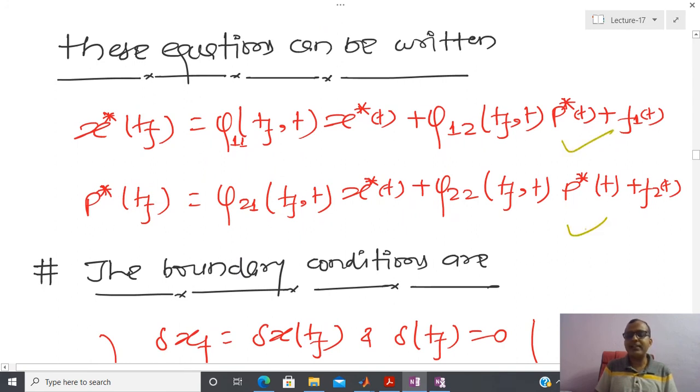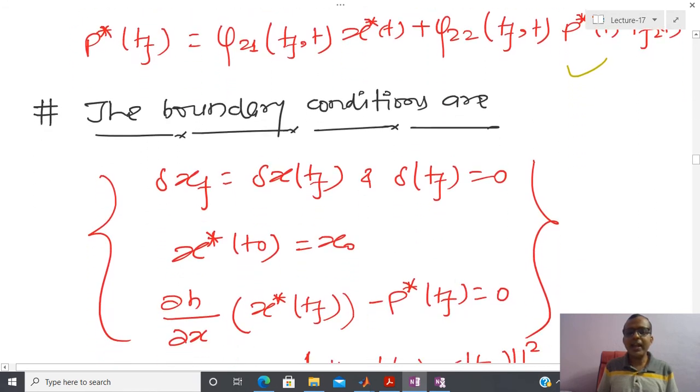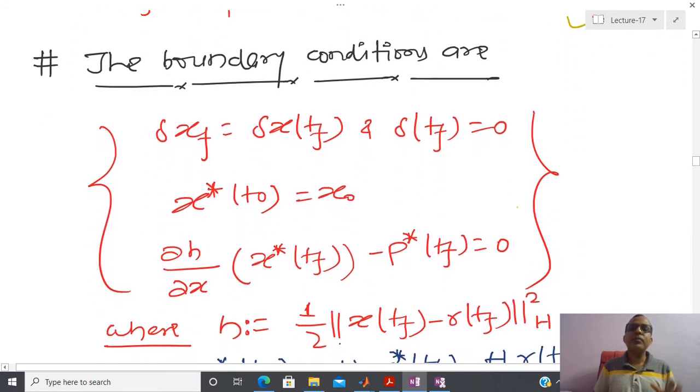I am assuming that the state transition matrix is known to me. I know how to solve a linear time varying equation. Then I can explicitly solve for x star(tf) and p star(tf). Now I have to find the boundary condition, because whenever we are solving an optimal control problem, I have a state equation, a co-state equation, after that a third thing, the algebraic equation, and the final thing, the boundary condition.